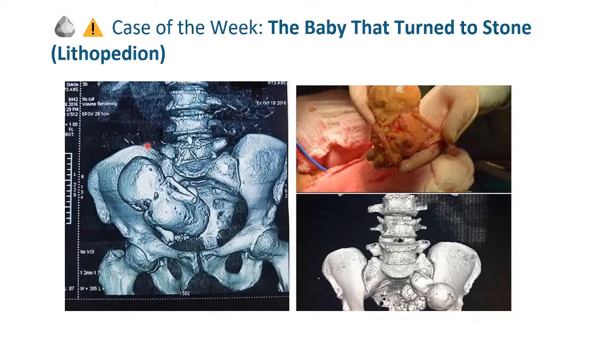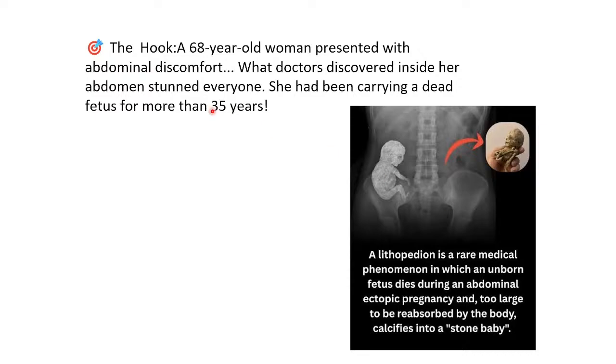So you can see here, this is a CT image. You can see here there's the head of the fetus, and you can see here these are the hands, this is the body, as you can see here in the pelvis of this lady. So you can see after extraction that these are the human remains.